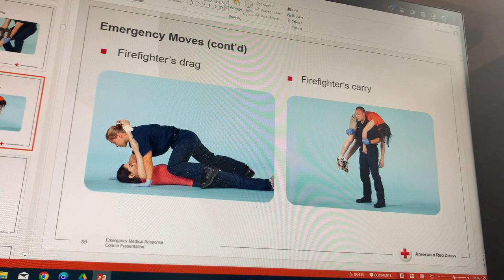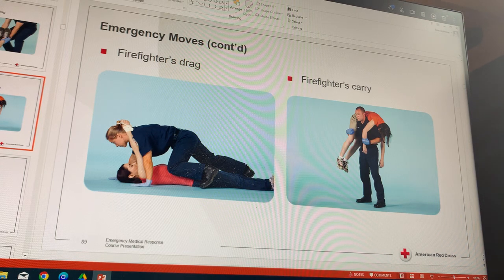Next, we have the firefighter's drag. For the firefighter's drag, position the patient on the back. Bind the patient's hands together gently at the wrist. Alternatively, you can strap a belt or other device behind the patient's scapula. Loop it around the straps on your air pack and fasten. Straddle the patient on your hands and knees and slip your head through the patient's arms. Place the patient's bound wrists behind your head.